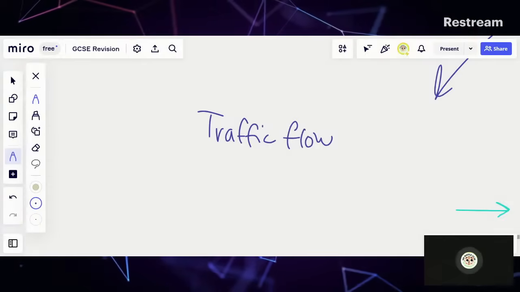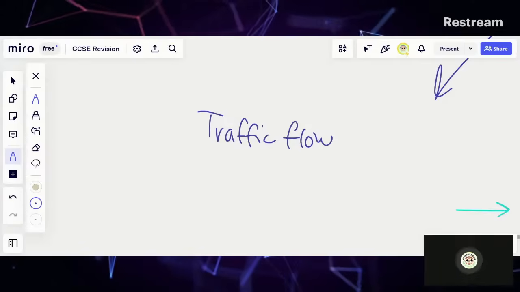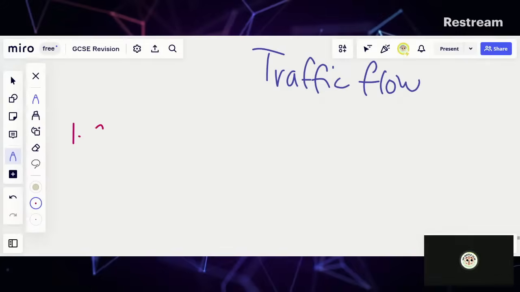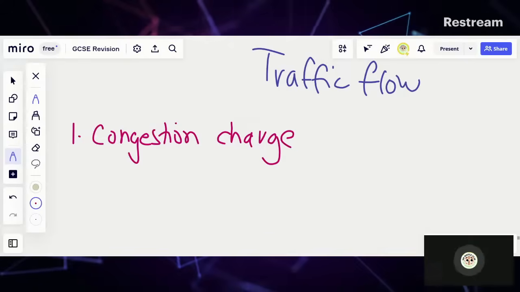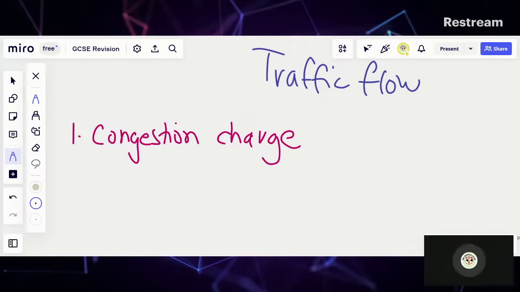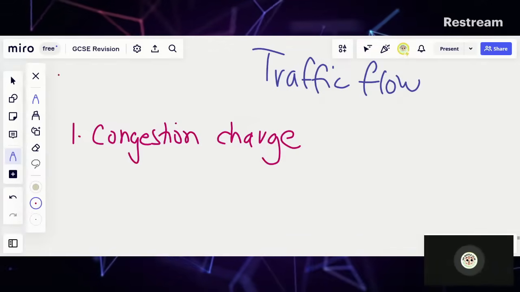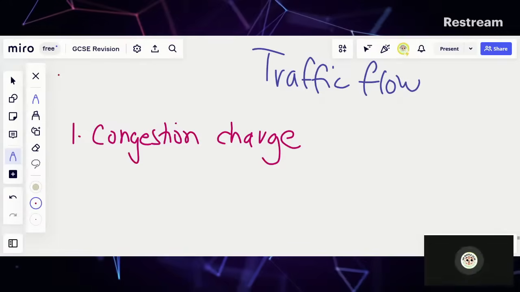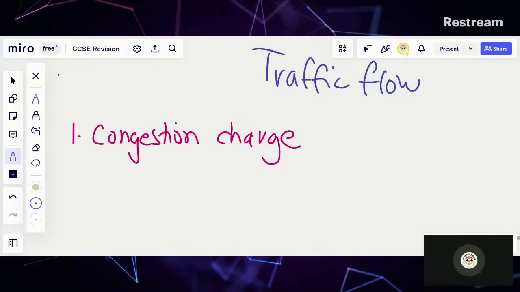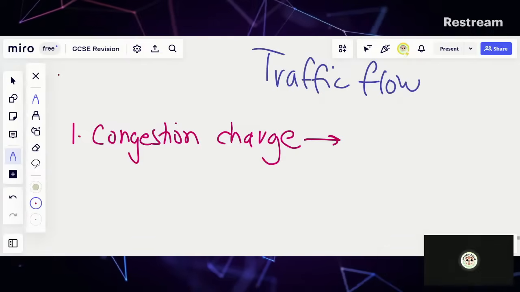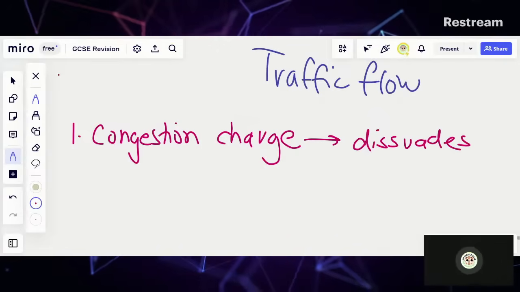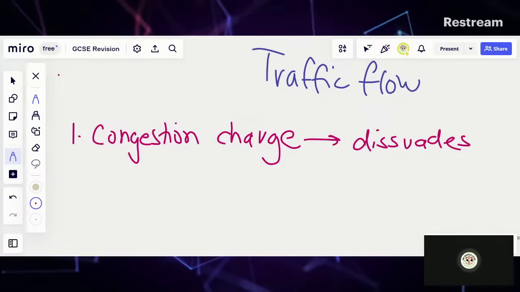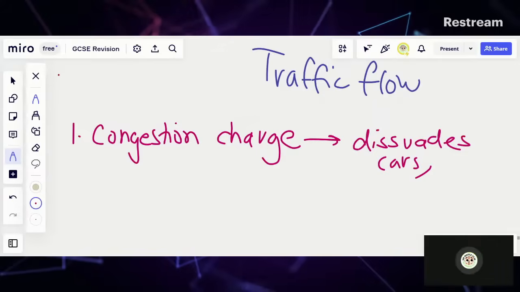So, how do we manage and monitor the traffic flow? Well, there are four main ways. The first way is congestion charge. Congestion charge is a charge that you have to pay now in certain areas, for example when you're entering London, because you're using a car and it's almost that you're paying for the contribution to climate change that you're adding. Therefore, congestion charge dissuades people from using cars, the opposite of persuades, and it persuades people to use public transport.